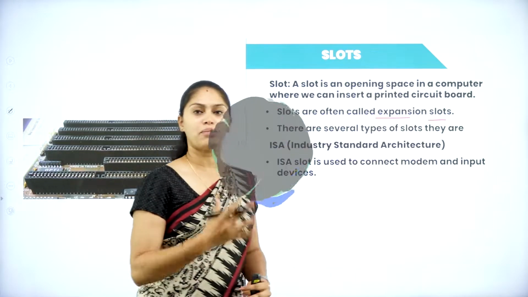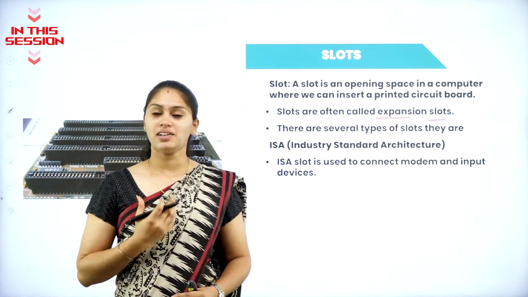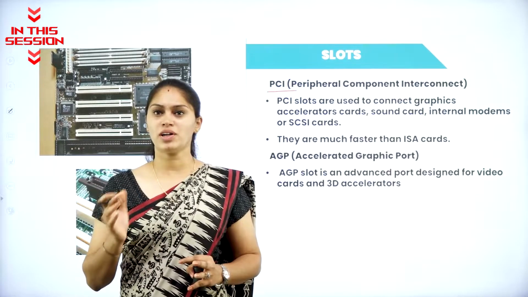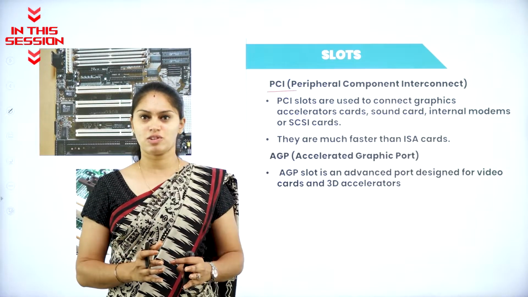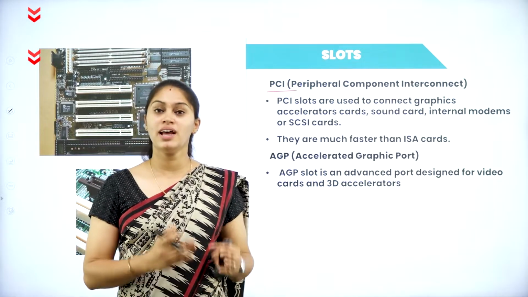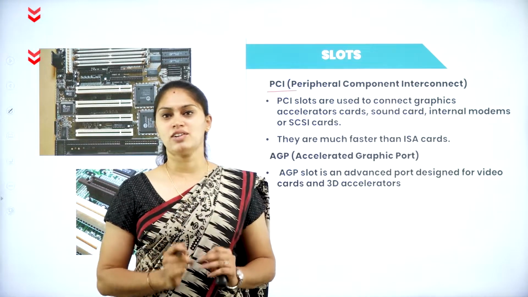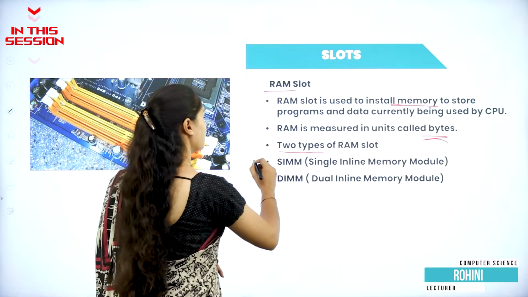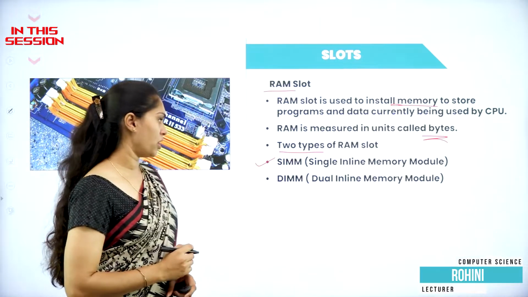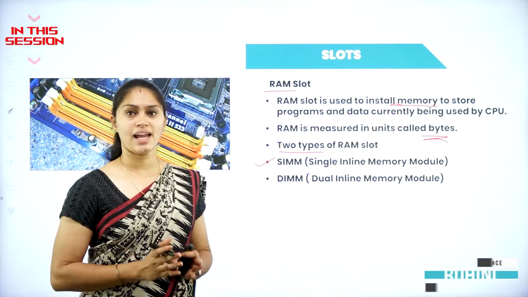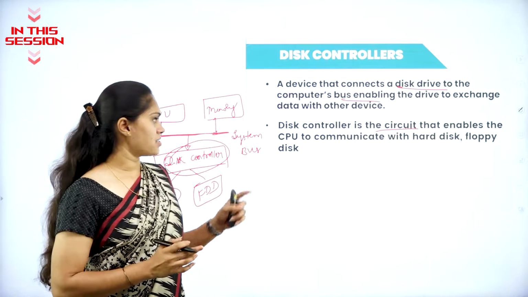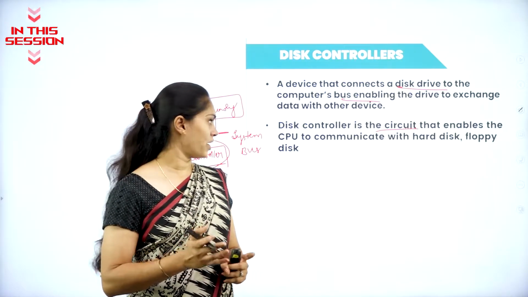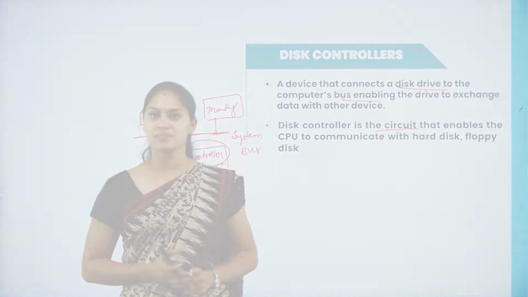This enables the computer to perform more and it will help to upgrade the performance of a computer system. If I want to communicate with the peripheral devices of a computer system into the motherboard, at that time I must have this kind of slots. There are two types of RAM slot, that is single inline memory module and dual inline memory module. It is a controller, a circuit that enables the CPU to communicate with hard disk or floppy disk.